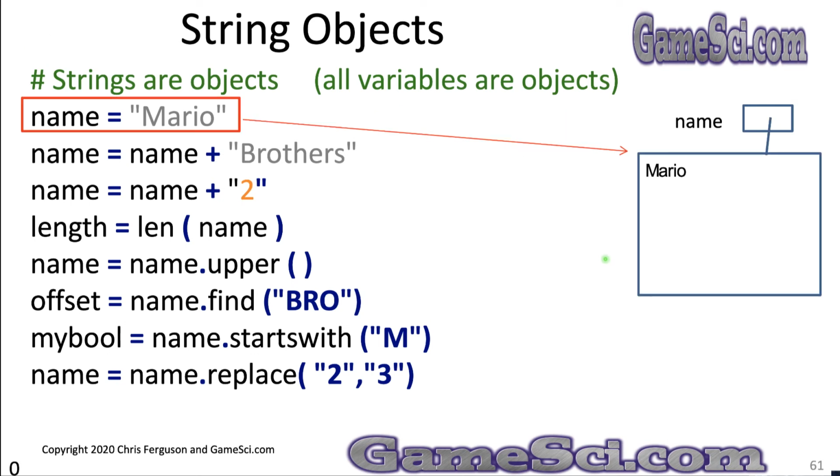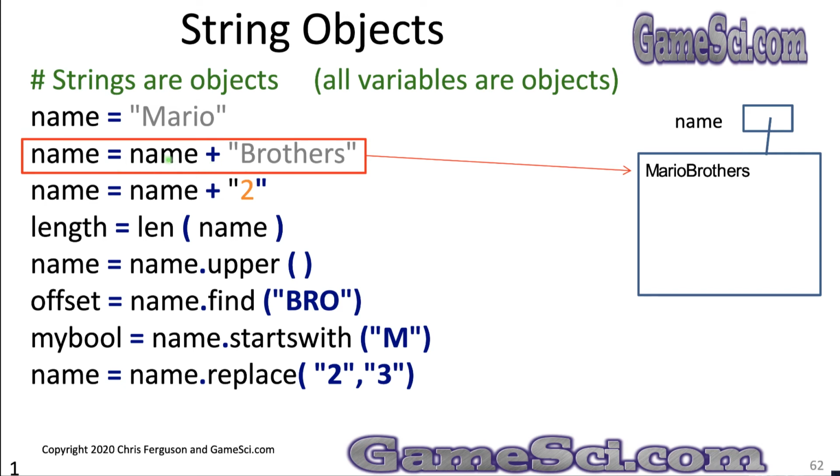Let's take a look. Name equals Mario, and Mario gets stored into a string object. And then name references that string object. Name is pointing to or referring to that object. This is how Python really stores values in variables. It creates an object of that type, an int object, a float object, a string object in this case, stores the data in the object, and then the variable just points to or refers to that object.